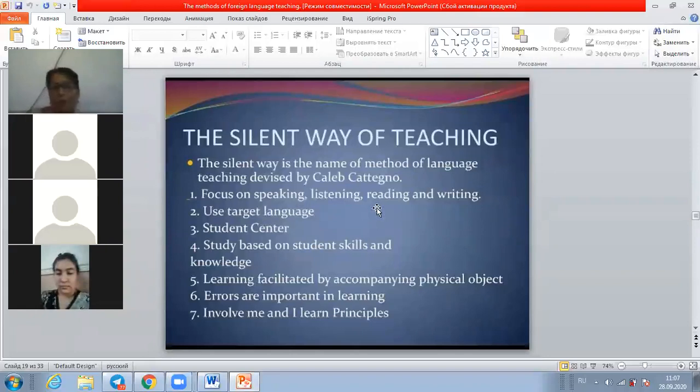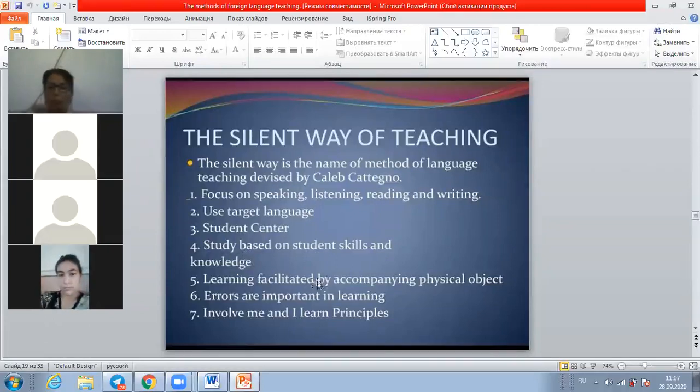Use target language, student-centered. Study based on student skills and knowledge. What does it mean, student-centered? As you know, students should work more and teachers should work less than students. That's why it is called student-centered. And what is study based on student skills and knowledge? It is the same also.